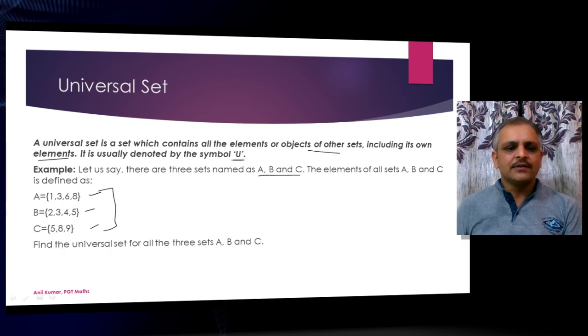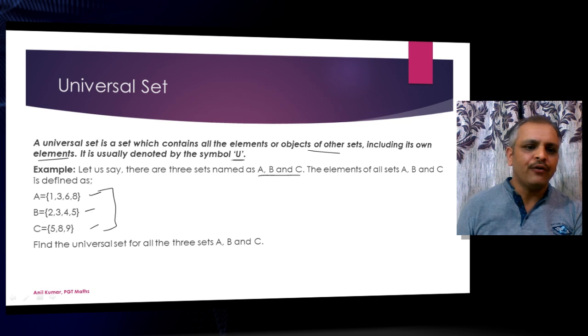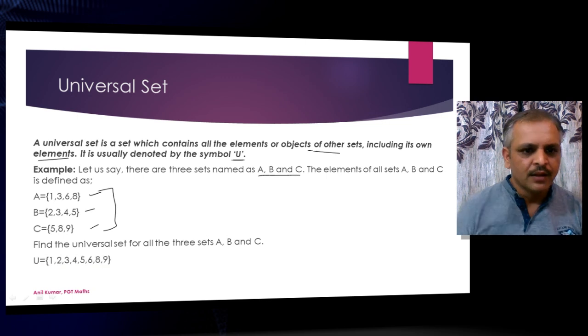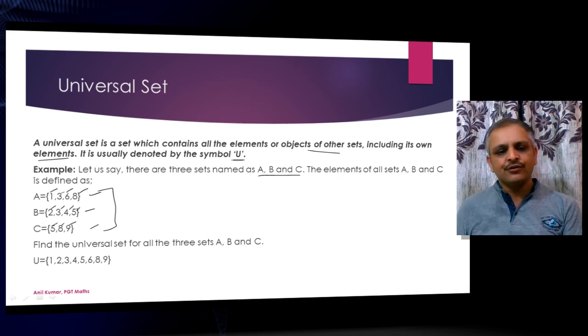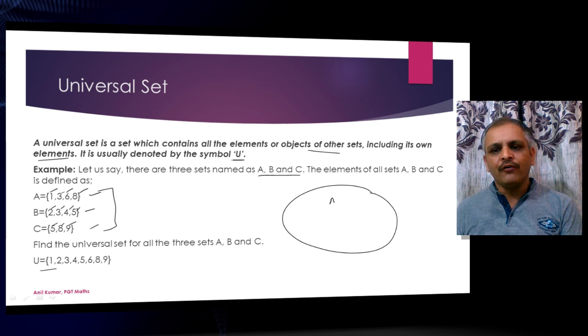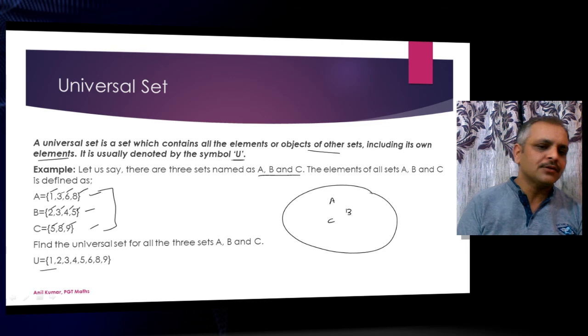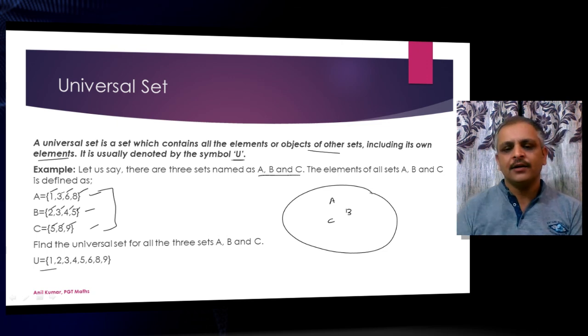So I will write a universal set which will include the elements of all three sets, at least these ones. So I can write 1, 2, 3, 4, 5, 6, then 7 also I can include, that doesn't matter, but my minimum requirement is 8 and 9. So all the elements will be included by that, and if you wish you can include more, like 10, 11, 12. So in that case, the universal set is actually a superset of all these sets A, B and C. So all the elements of A, B and C we can find in the universal set.